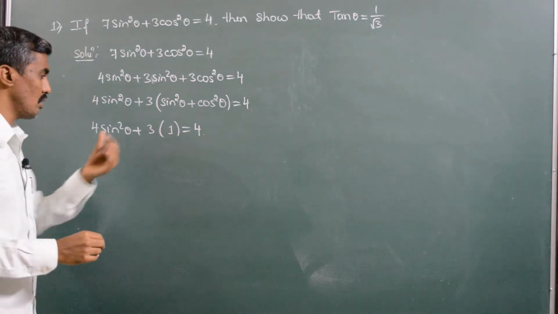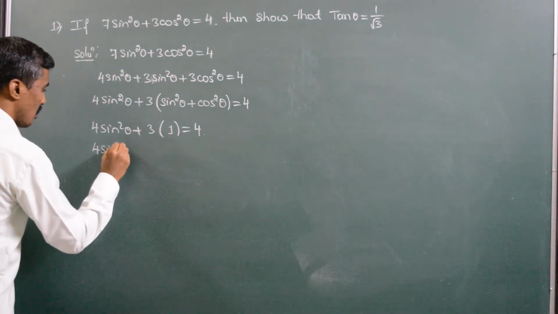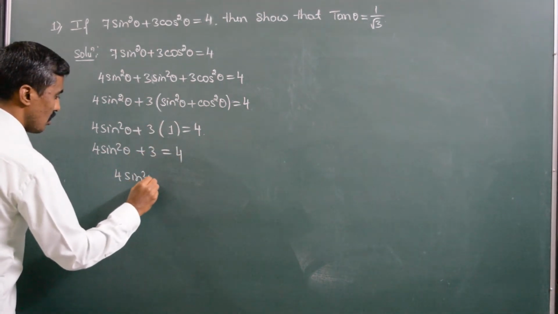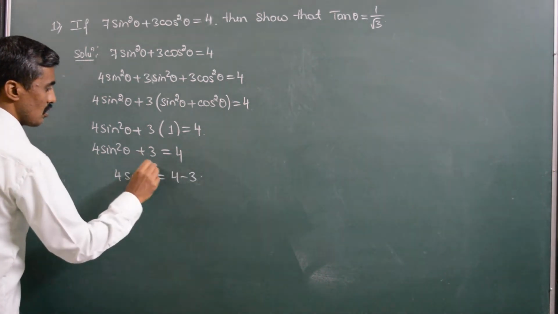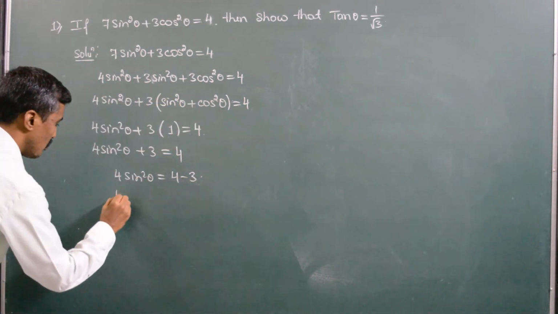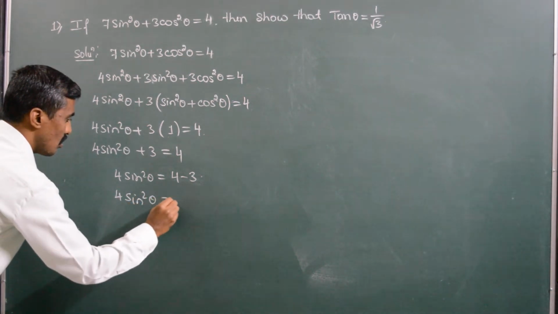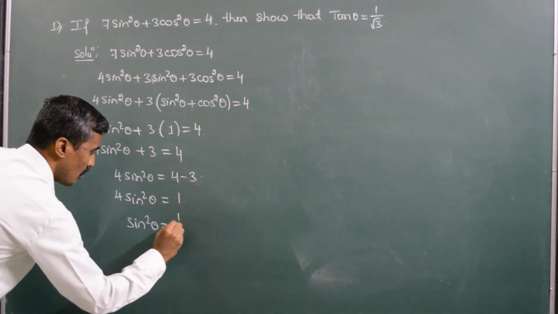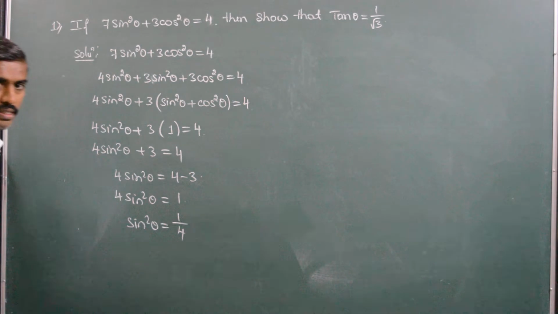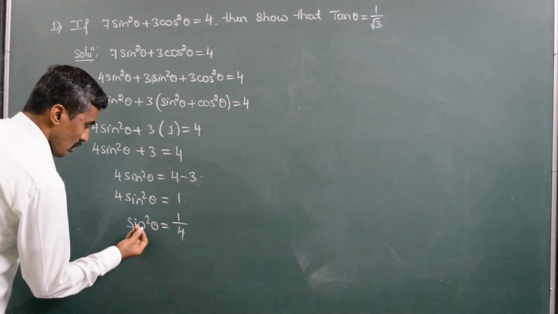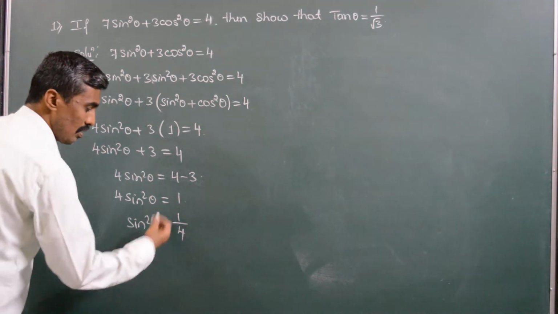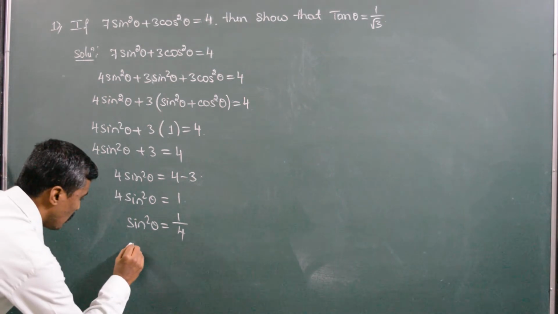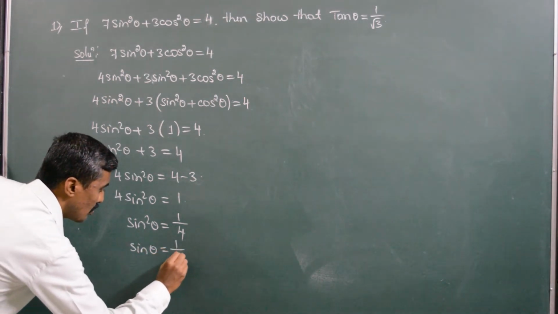In the next step, multiply 3 and 1 and keep the rest of the terms. 4 sin square theta plus 3 is equal to 4. So 4 sin square theta is equal to 4 minus 3, transposing plus 3 to the right hand side. So 4 sin square theta is equal to 1. Then sin square theta is equal to 1 by 4, as 4 is taken to the right hand side and becomes divide. Here sin is squared, and in 1 by 4, 1 is a square and 4 is also a square, so we can take the square root. On taking the square root on both sides, sin theta is equal to 1 by 2.